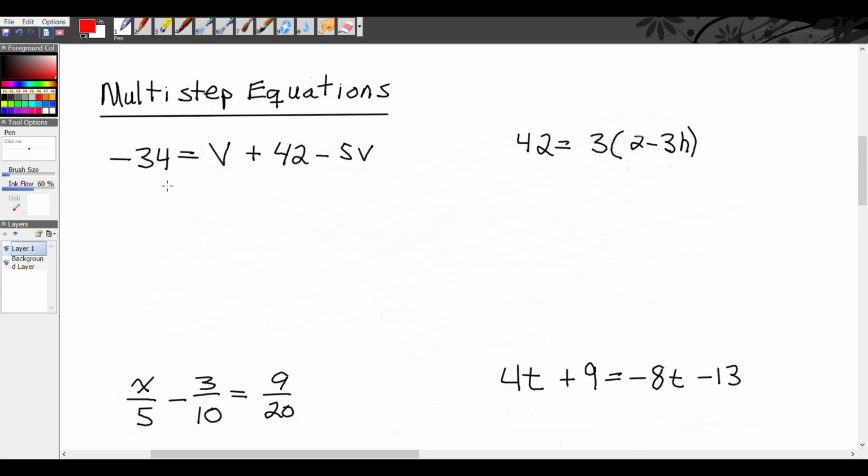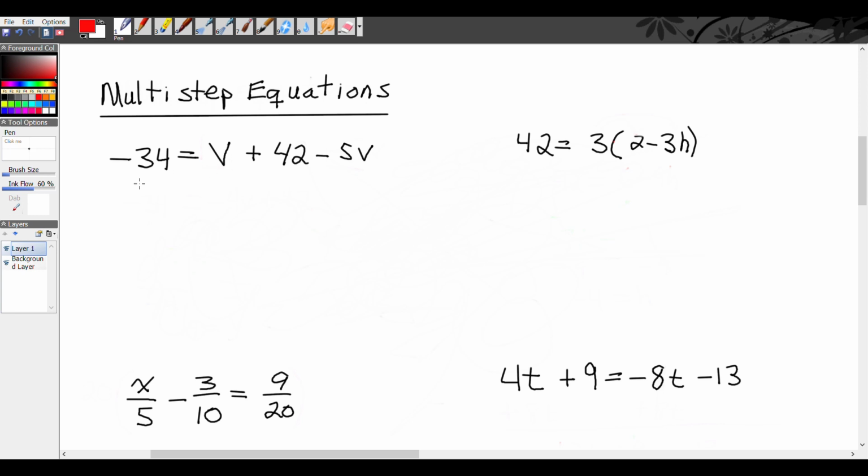So we have here negative 34 equals v plus 42 minus 5v. I recommend that at each equation, you pause the video, try to solve it yourself, and then unpause to see if you get to the same solution that I do. Okay, so here you notice that we have a v and a negative 5v, and they're both on the right side of the equation. Since they're both together on the right side, we can combine like terms.